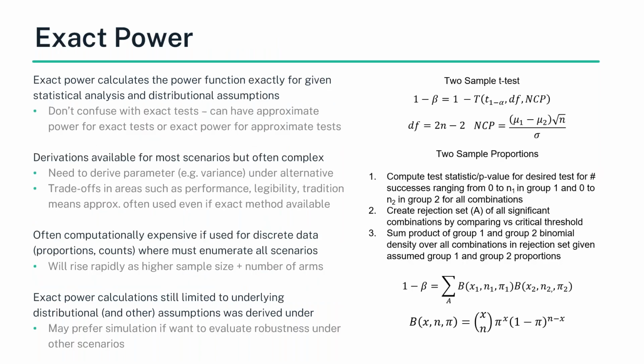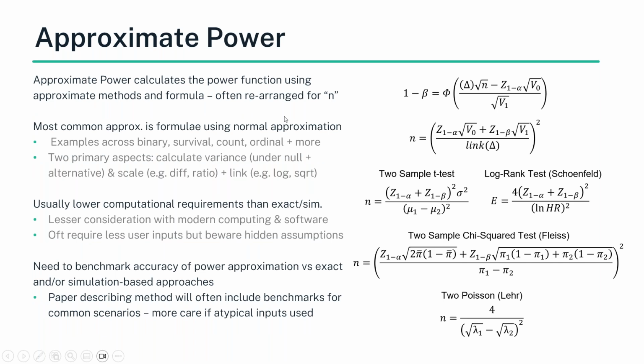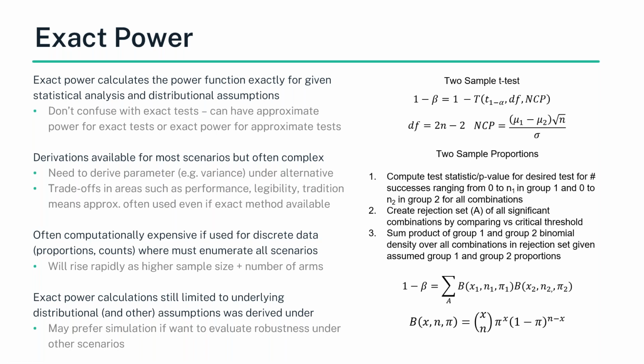If we move on to exact power, this is in the same, I would say, branch as analytic power. It's basically just the more exact approaches. Exact power calculations are basically saying, okay, we don't want to just approximate the power function. We actually want to understand specifically what the power function is. So we can derive a formula or a methodology which will calculate the exact power function.